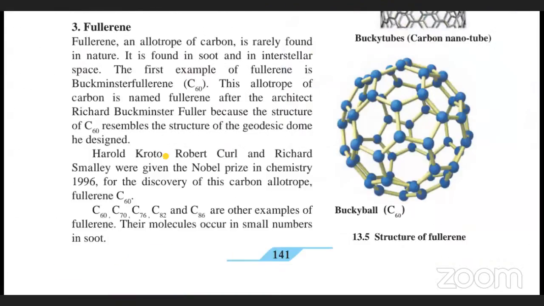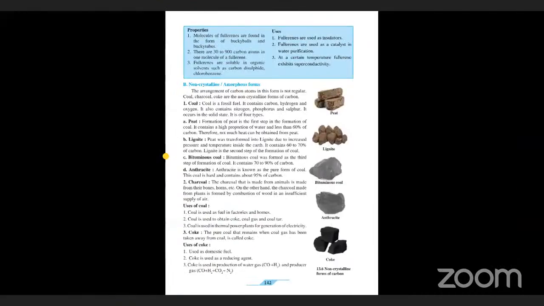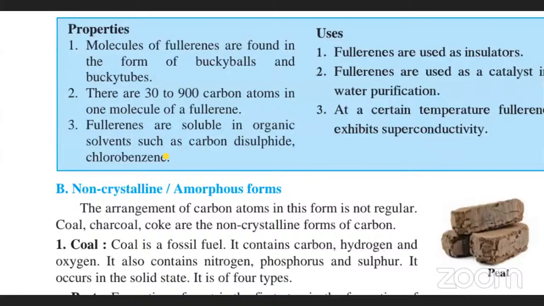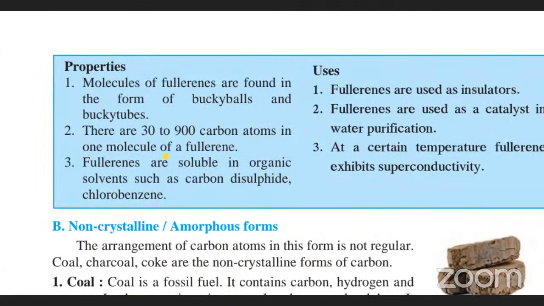In a similar way, it is written that this 60 carbon atoms is not fixed. There can be as many as 900 carbon atoms in one molecule of fullerene, in such a vast structure from 30 to 900. Then, fullerenes are soluble in organic solvents such as carbon disulfide and chlorobenzene.